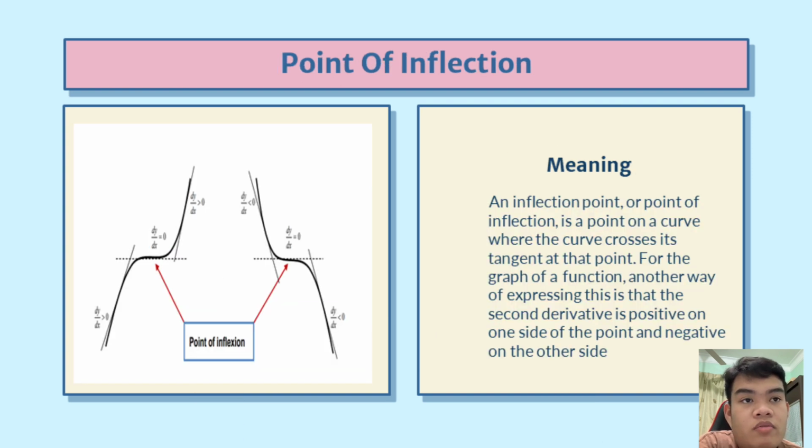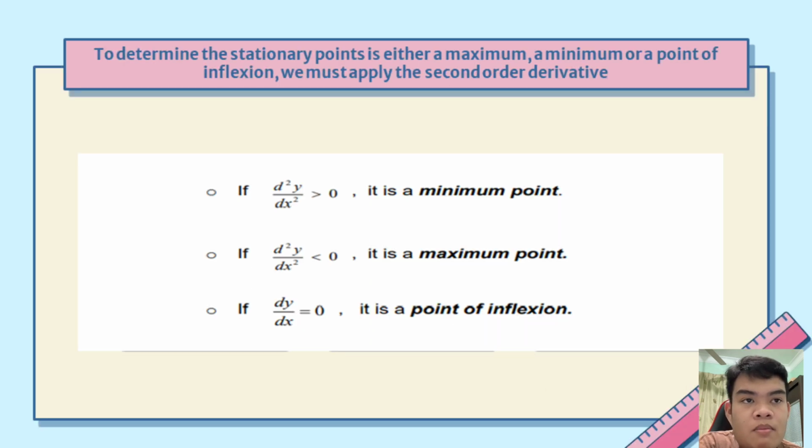Next is the point of inflection. An inflection point, or the other name, a point of inflection, is a point on a curve where the curve crosses its tangent at that point. For the graph of a function, another way of expressing this is that the second derivative is positive on one side of the point and negative on the other side.